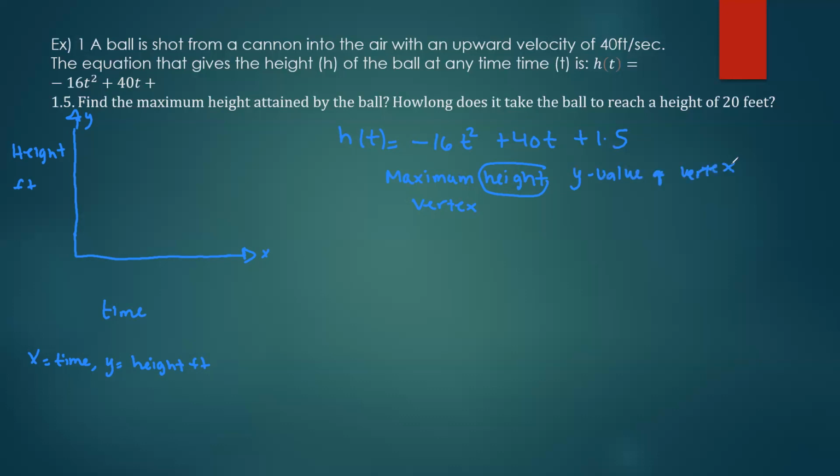In order to do that, we first have to find the x value of the vertex. How do we find the x value of the vertex from this given equation? Since it is in standard form, you have to use the formula x equals the opposite of b over 2a. So let's first figure out our a, b, and c. Our a is negative 16, my b is 40, and my c is 1.5, correct?